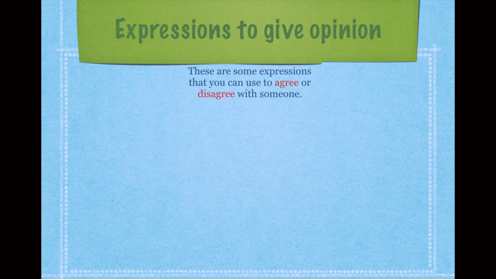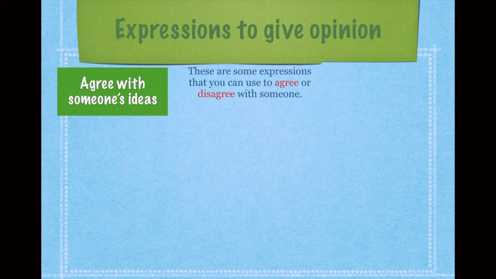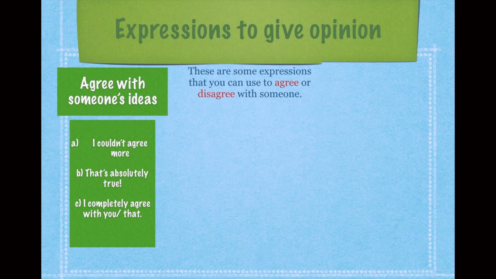So, these are some expressions that you can use to agree or disagree with someone. First we have to agree with someone's ideas, and we have 3 expressions that we can use. I couldn't agree more. That's absolutely true. Or I completely agree with you or that. Okay, so these 3 expressions that we have here, you can use them to give your opinion when you're agreeing with someone, when you think that someone else's idea is true and you agree with that person.